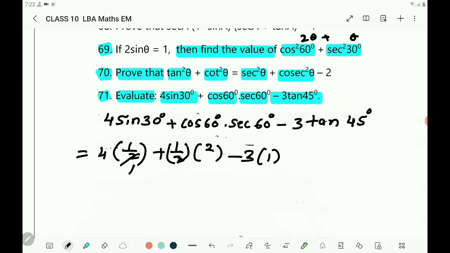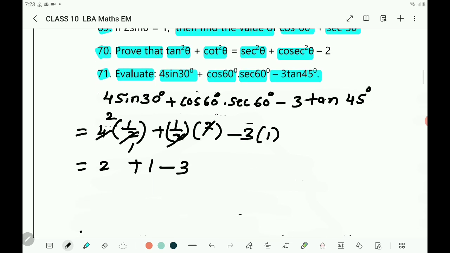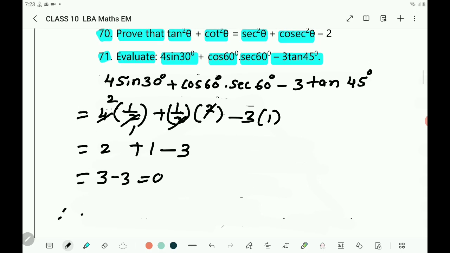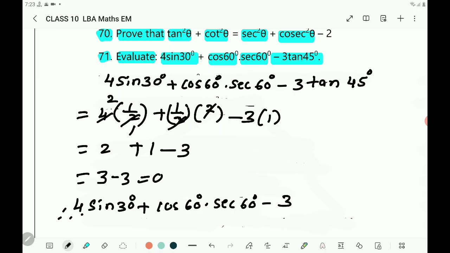Then you can cancel the 2s. So 2 into 1 is 2. Next you write this plus, 2 cancels 1, minus 3 into 1 is 3. That equals, you can add this 2 and 1 as they have the same sign. 2 plus 1 is 3 and this minus 3 is equal to 0. Therefore you can write 4 sin 30 degree plus cos 60 degree into secant 60 degree minus 3 tan 45 degree is equal to what? 0.